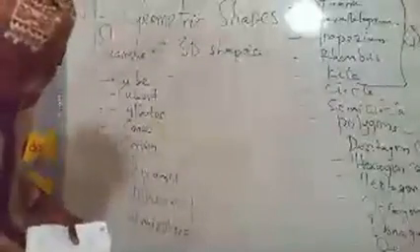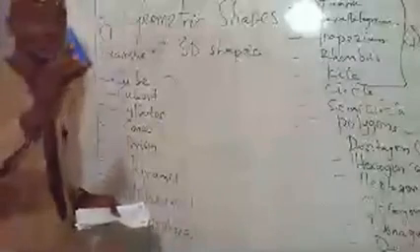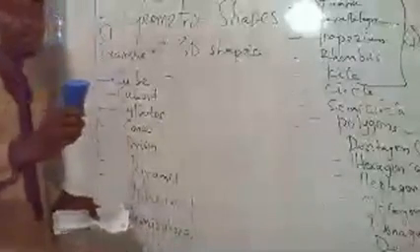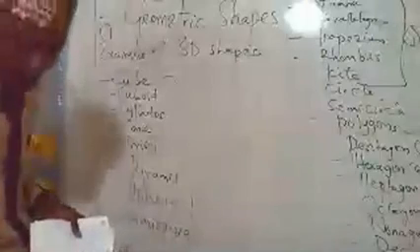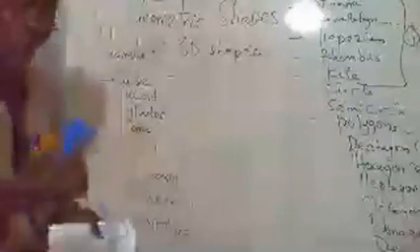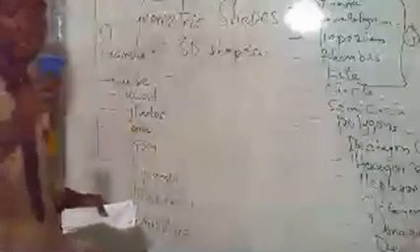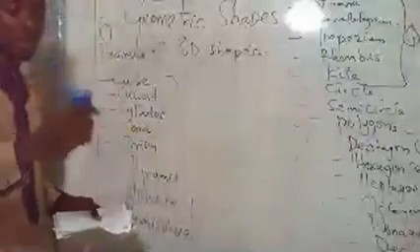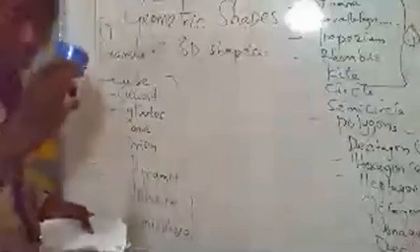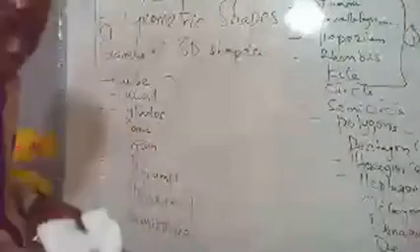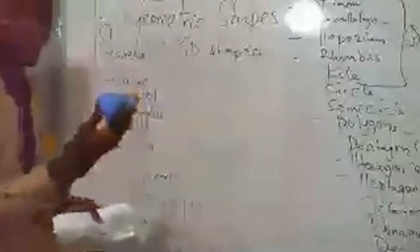And we have the cone. Look at the cone, your ice cream cone. That is a cone. Your funnel too is conical. Is it clear? So we have the prism. This is a triangular prism. Look at it very well. Can you see it? Prism.